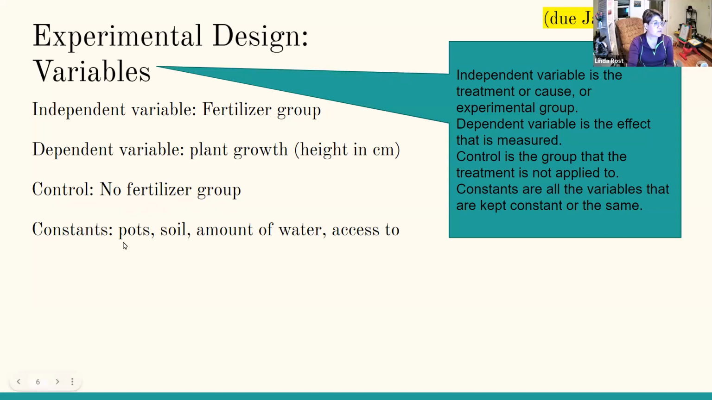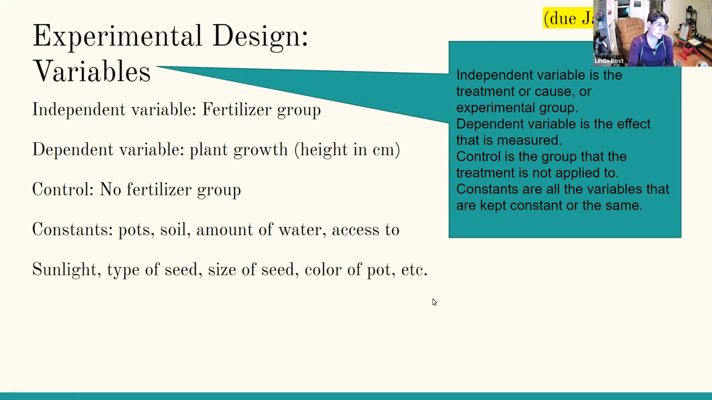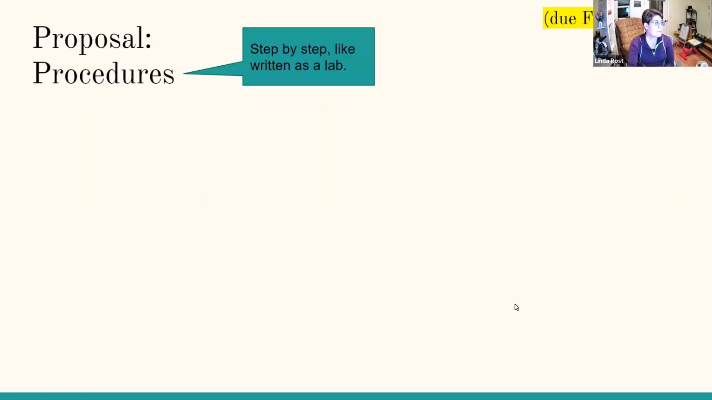And then the constants are all the things you keep the same, like pots, soil, water, access to water, access to sunlight, type of seed, size of seed, color, pot, etc. Everything you can think of that you need to keep the same so that you're isolating that one variable of fertilizer. So you'll do those 3 slides, and then on the next due date, after I've looked over your design, you will move on to the procedures.